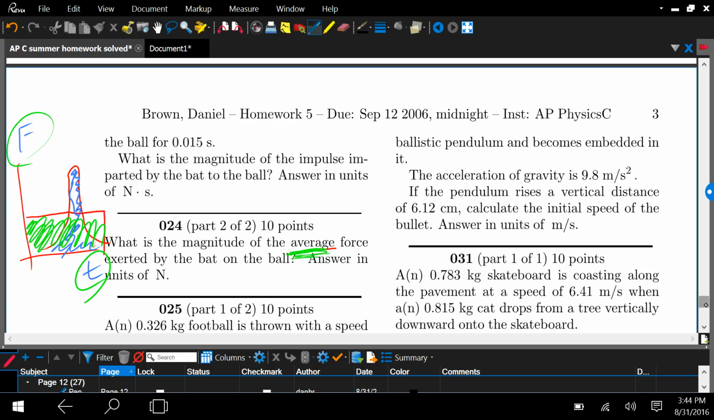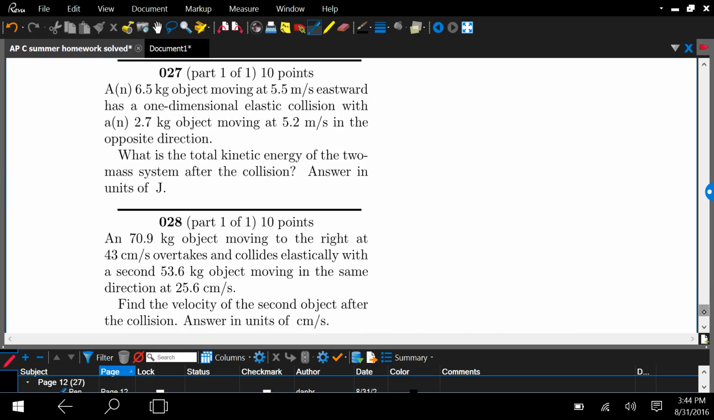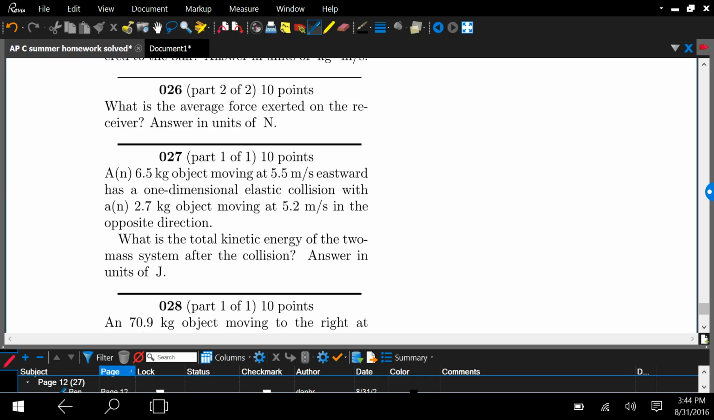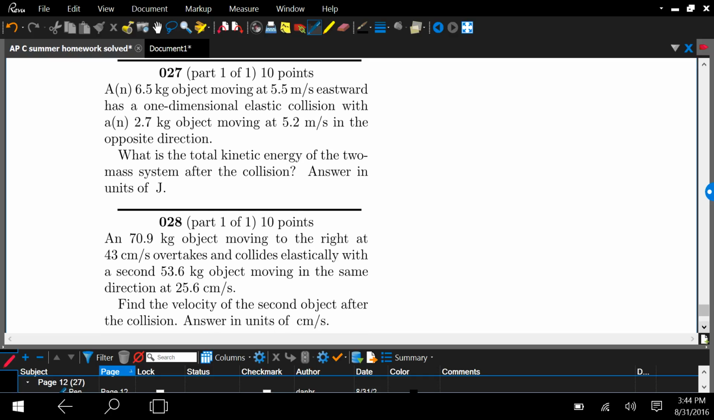All right, remember, if you see collisions like that, you're thinking momentum, you're thinking we got to call the cops, because momentum problems are usually collision problems.